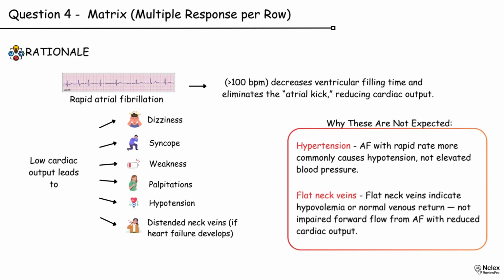Now let's look at the two findings that are not expected. Hypertension is not typical in uncontrolled rapid atrial fibrillation. More commonly, you see hypotension because of decreased cardiac output. Flat neck veins suggest hypovolemia or normal venous return. In low cardiac output states related to atrial fibrillation, especially if heart failure develops, you are more likely to see distended neck veins, not flat ones.